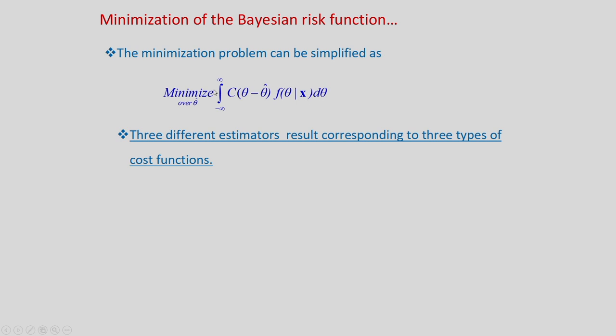Now, three different estimators result corresponding to three types of cost function. We know that we have three cost functions: the square error cost function, the absolute error cost function and the uniform error cost function.